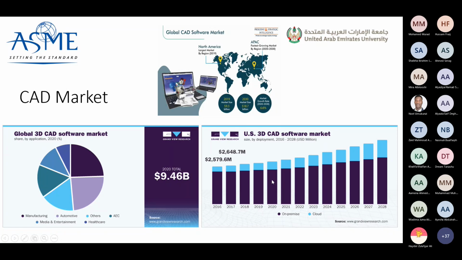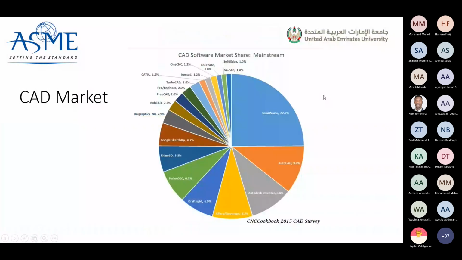So the dark color means that it is on site or in premise, and the blue one means that it is on cloud. So you can tell the difference between the actual on-site CAD usage and the cloud usage. Okay, so what are the main CAD softwares available and which one is most used?